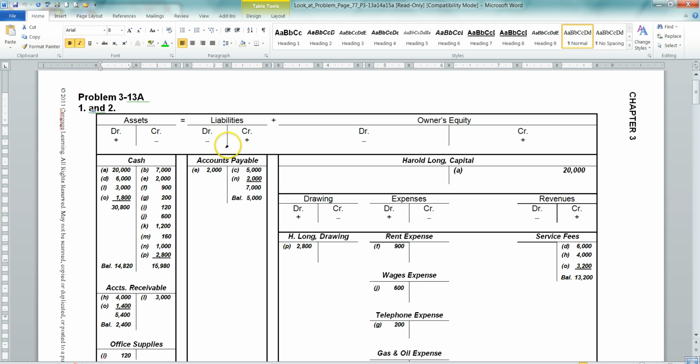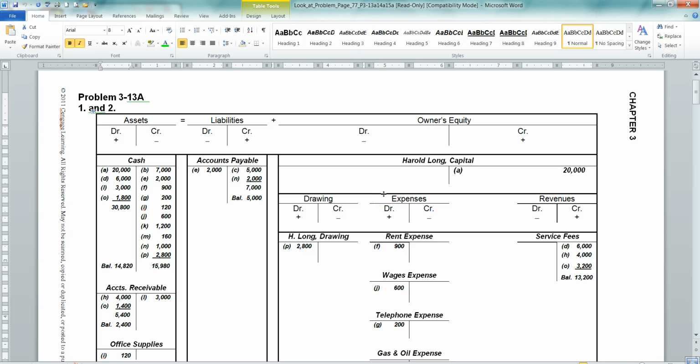For a liability, it's the opposite. We decrease a liability by a debit, and we increase a liability by a credit. Owner's equity, again, we debit to decrease, and credit, we increase. Debits are always on the left-hand side, and credits are always on the right of the T account.